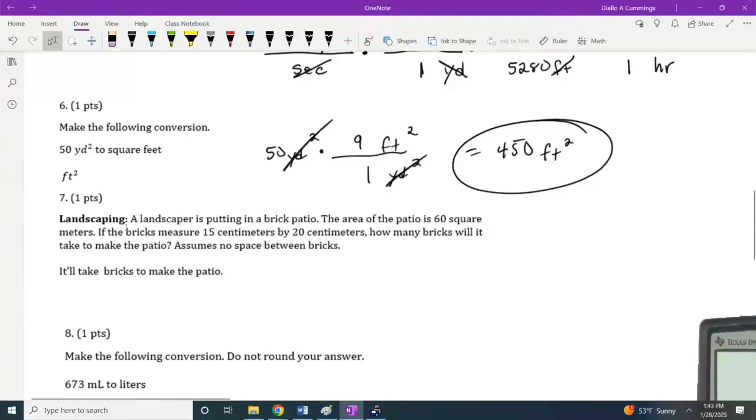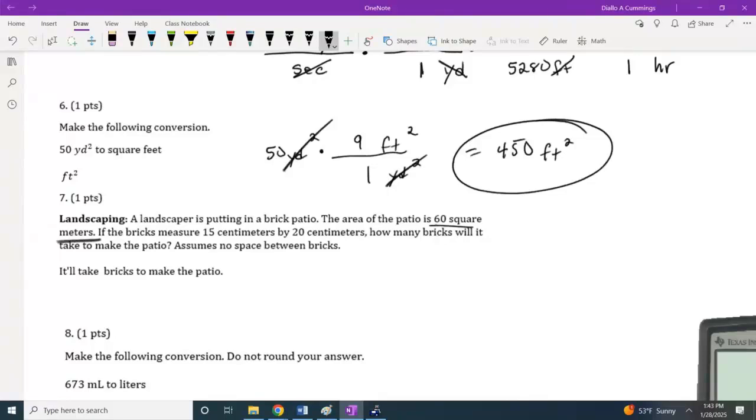All right, so number 7 is a landscaping example, and it says a landscaper is putting in a brick patio. The area of the patio is 60 square meters, and this is where you got to be careful. We're given 60 square meters. If the bricks measure 15 centimeters by 20 centimeters, how many bricks will it take to make the patio?